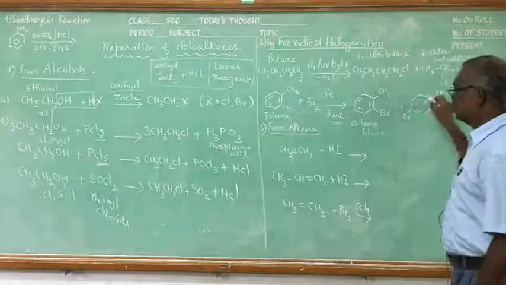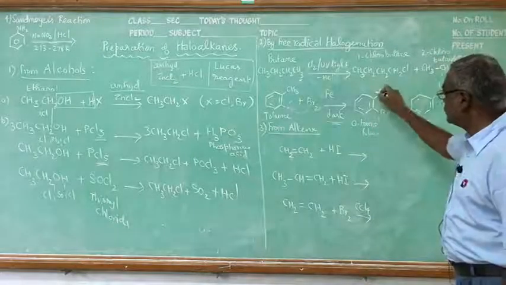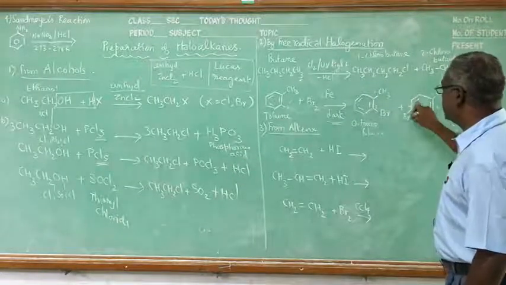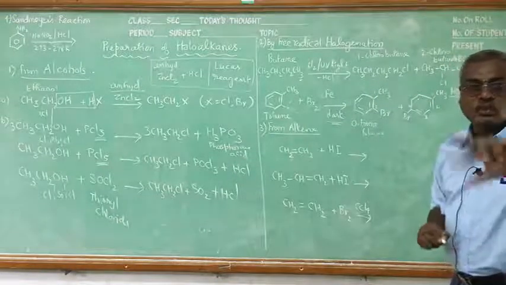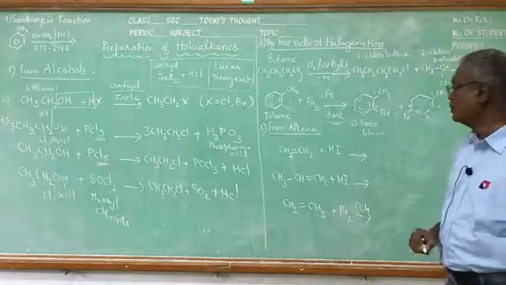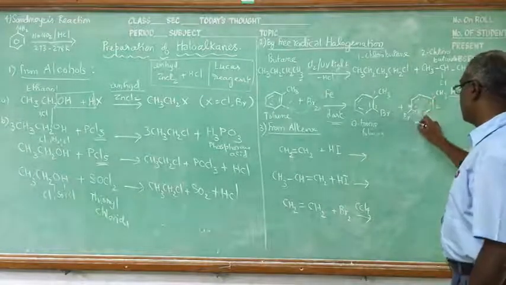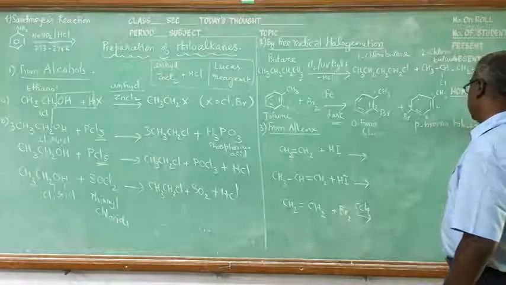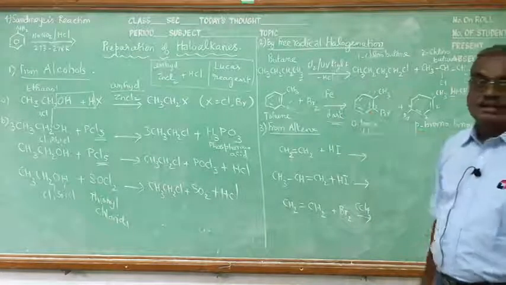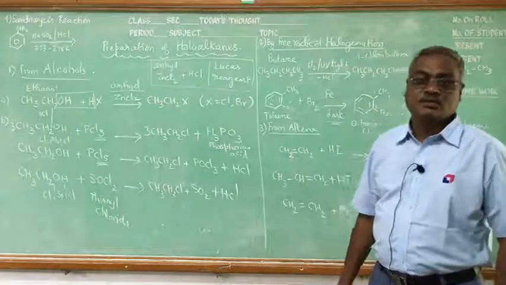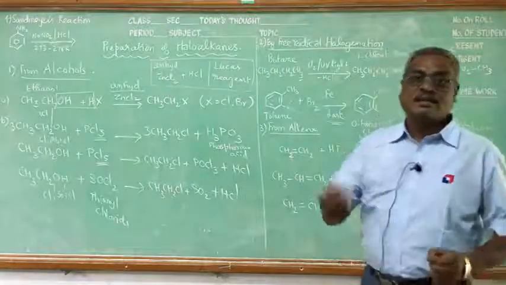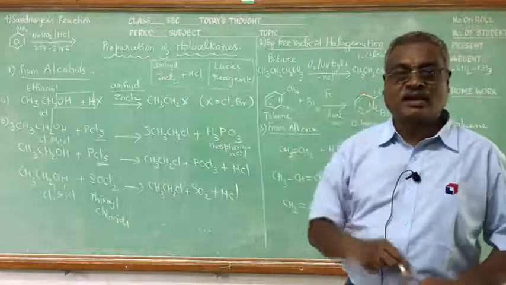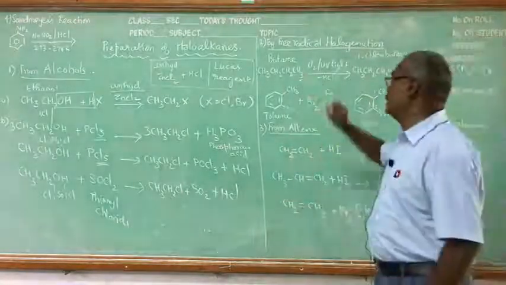Whereas for two opposite positions, this is the 1-2 position, this is the 1-4 position. If two groups are in the 1-2 position, it is known as ortho. In the 1-4 position, para. So here you will get para-bromotoluene. This is the second method, that is free radical substitution. Why is it called free radical? Because in the mechanism a free radical will come. We will study the mechanism later on. So it is called free radical halogenation.